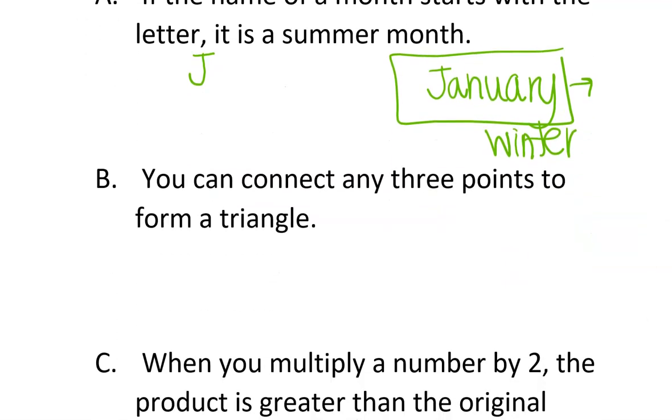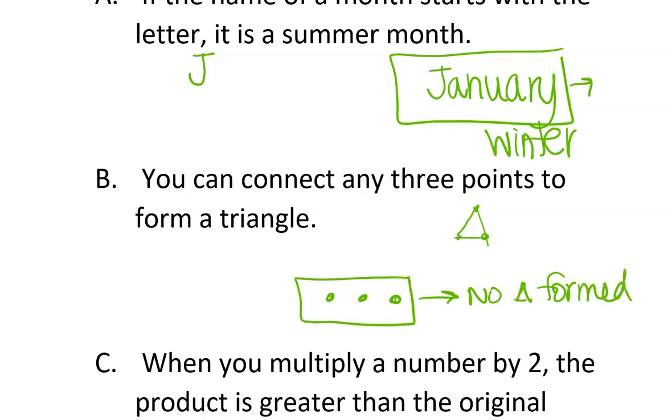You can connect any 3 points to form a triangle. Okay, so here's 3 points, and these definitely are a triangle, but what if we put them in a line? Okay, no triangle formed. So you kind of have to think outside the box sometimes for these as well. These are collinear.